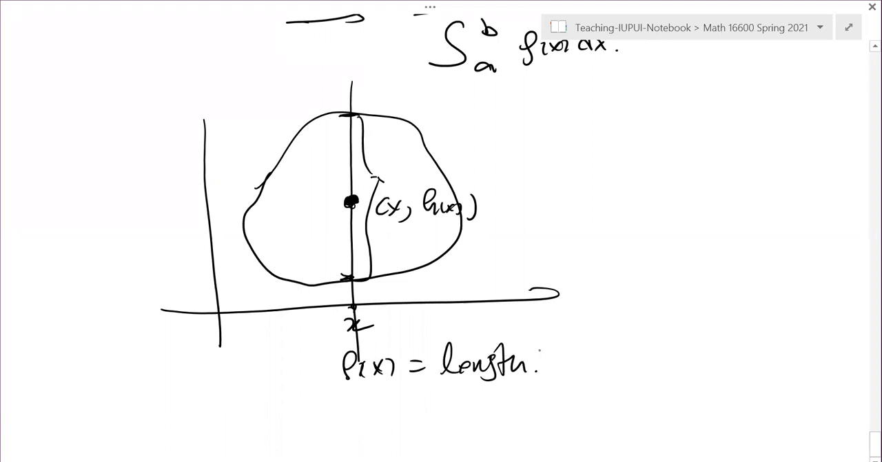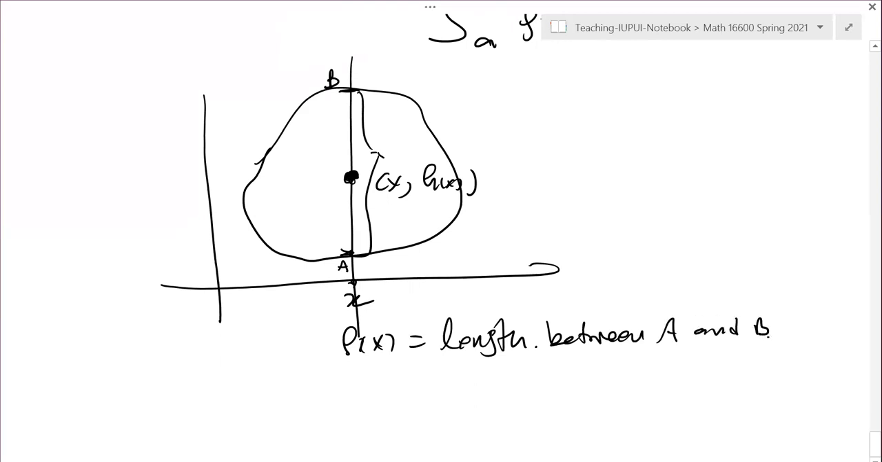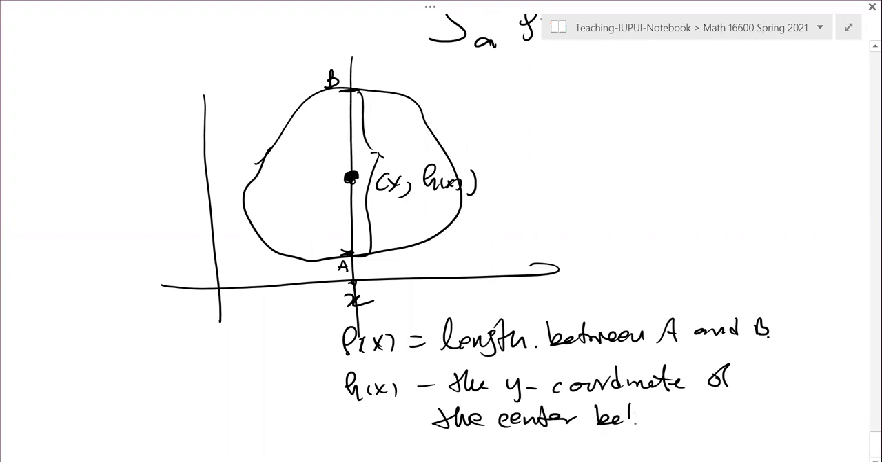Between A and B. Okay, if this is A, that's B. Between A and B. Okay, so that's a picture. h of x is the center. It's the y coordinate of the center between A and B.